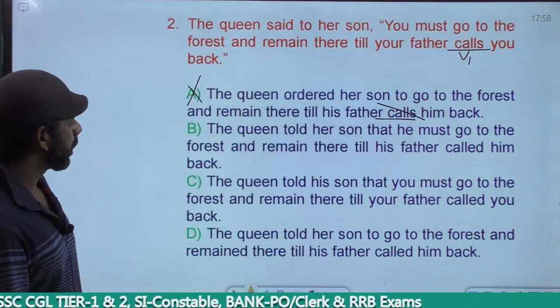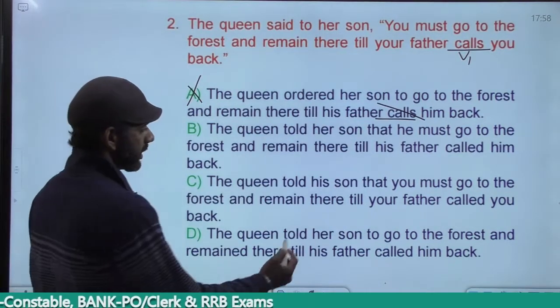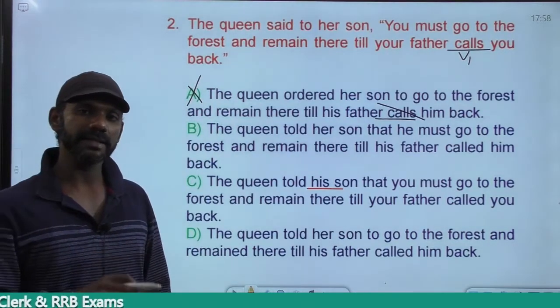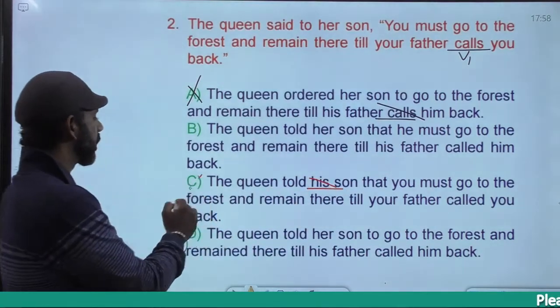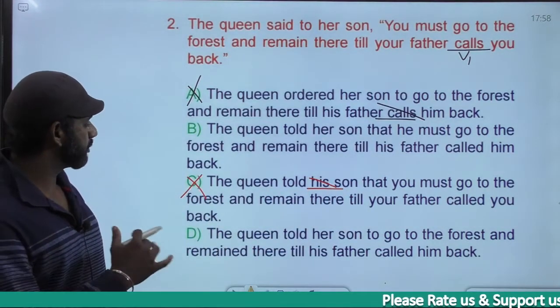Now, come to option C. The queen told his son. "The queen told his son" is a wrong usage. The option that we select as the answer must be grammatically correct. So "the queen told his son" is wrong. Option C is eliminated. Now we have two options left, B and D.